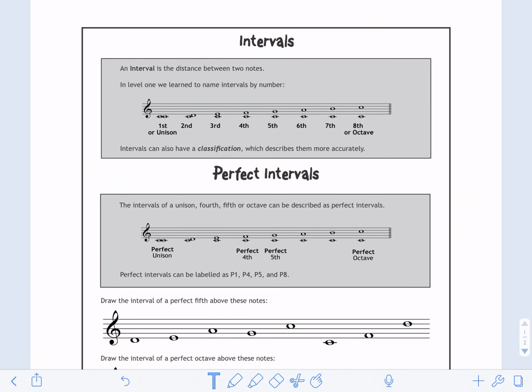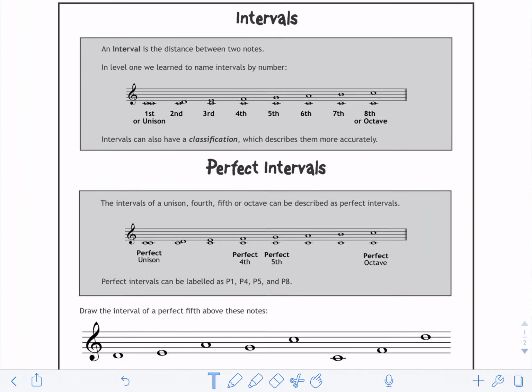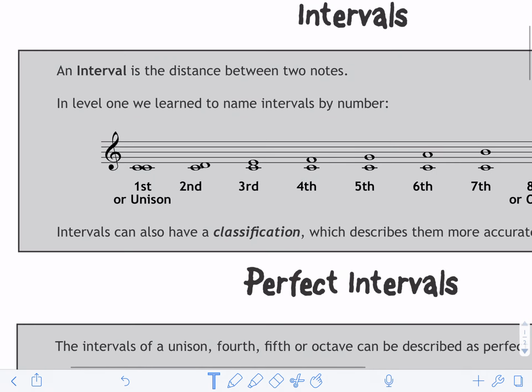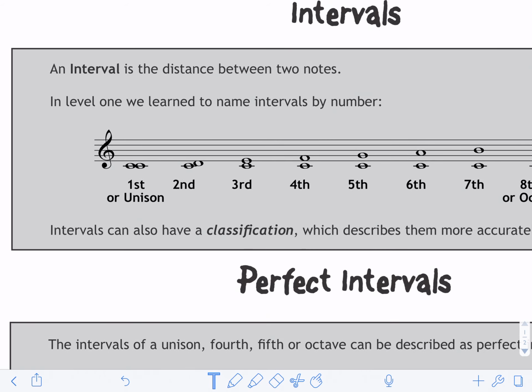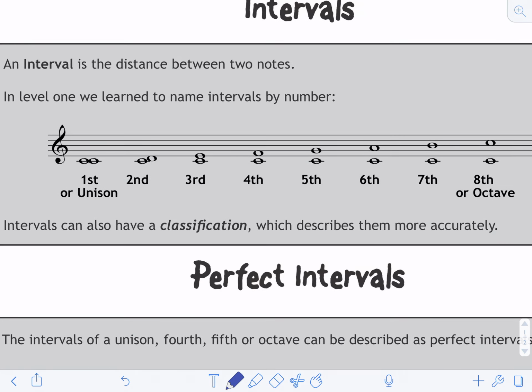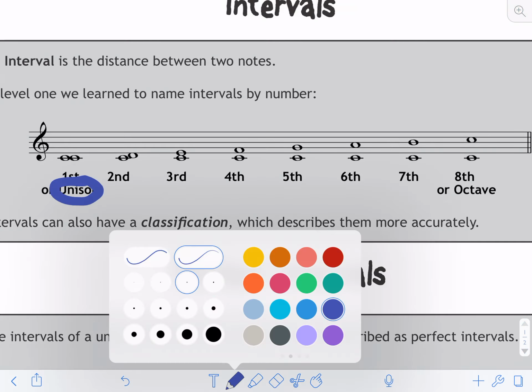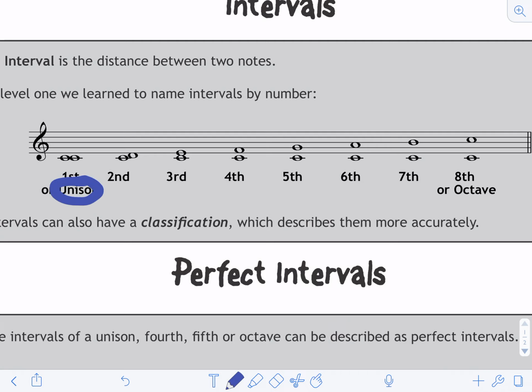Hello, 6th grade. We're going to do a review today over intervals. Now, just a reminder of the definition. An interval is the distance between notes. And before, we've learned all of these intervals. We have the unison, sorry, that's really thick. Second, third, fourth, fifth, sixth, seventh, and octave.